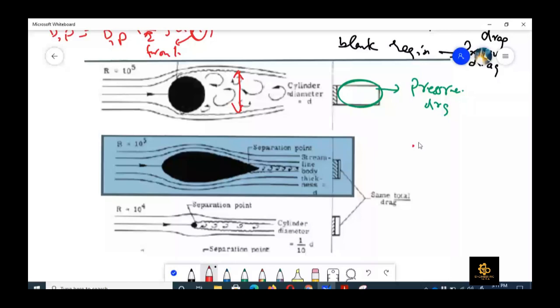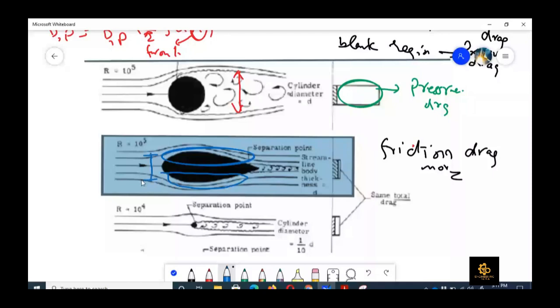Friction drag is more. Why is it more? Because the surface area is more in this case. You can see that this is the surface area on the lower and upper side. But this frontal area is now less. The frontal area is this one. Now this is less, and the second thing, the wake region, which is behind the cylinder, is almost negligible. So it means that the pressure drag is very less.